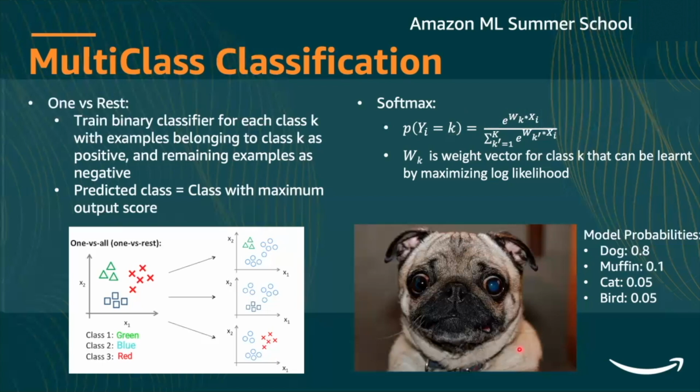Let's pass this example to a softmax classifier. It will give you probabilities that it belongs to dog with probability 0.8, muffin with 0.1, cat with 0.05, and bird with 0.05. So there's a wk for each class: you'll have a w for dog, a different w for muffin, a different w for cat, and a different w for bird.